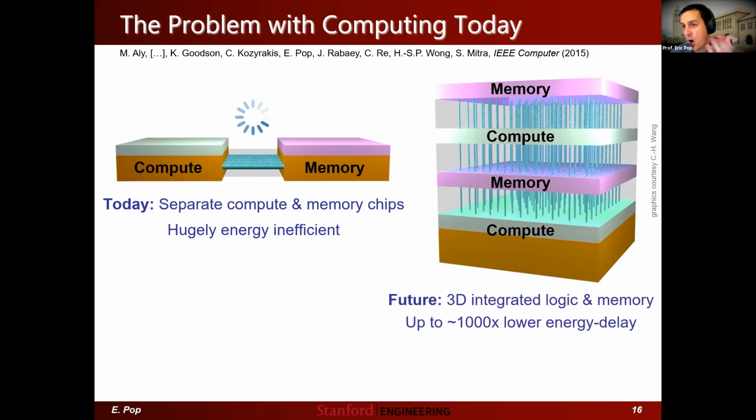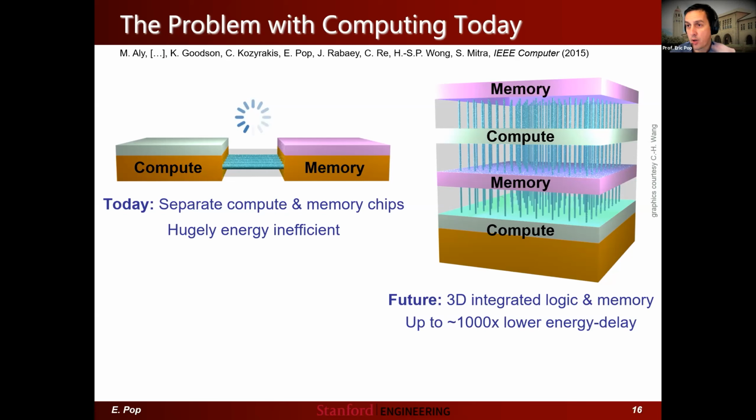And so the obvious solution, I think, to this is to stack these things in 3D. And this is perfectly consistent with Moore's law because ultimately you're improving density, but you can improve density without necessarily making transistors smaller, which is, I think, the correct original spirit of Moore's law.